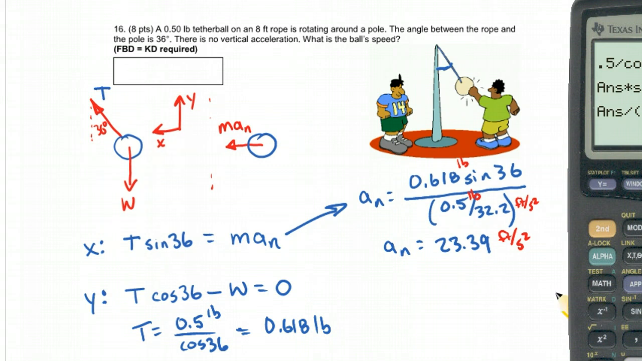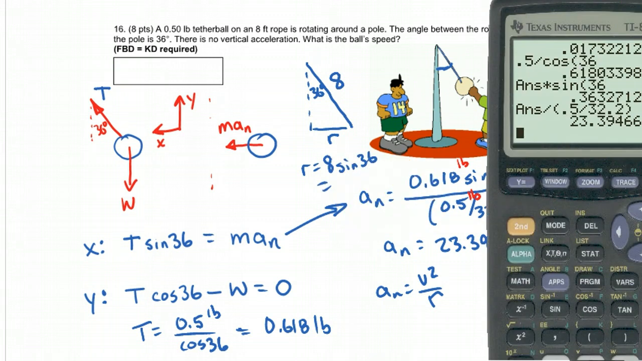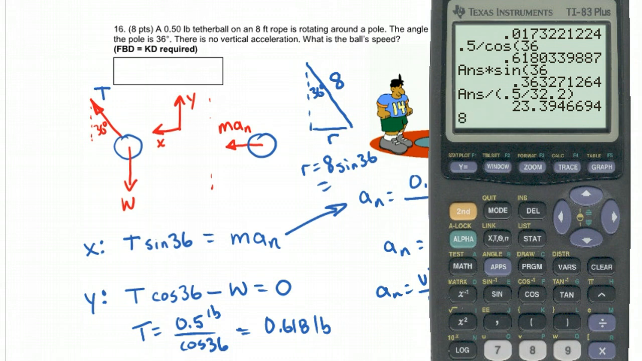Almost there. We want to find the speed. We also know that the normal acceleration is v squared over r. And we know that it's an 8-foot rope. So if I come up here and draw my rope, draw 36 degrees, this is r. So r is equal to the hypotenuse times the sine of 36. Go ahead and get a number for that: 8 sine 36, 4.7.